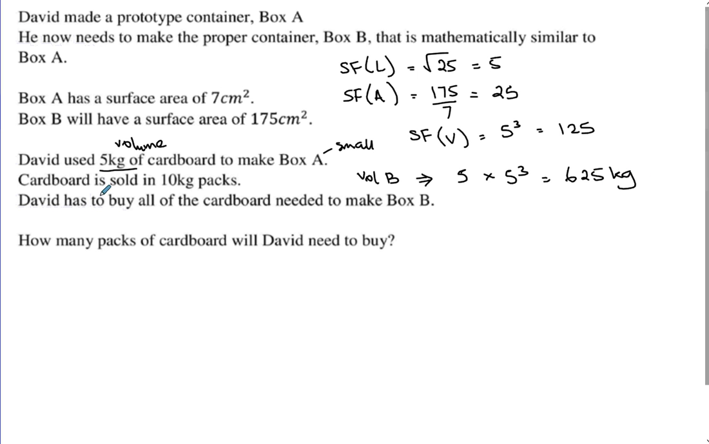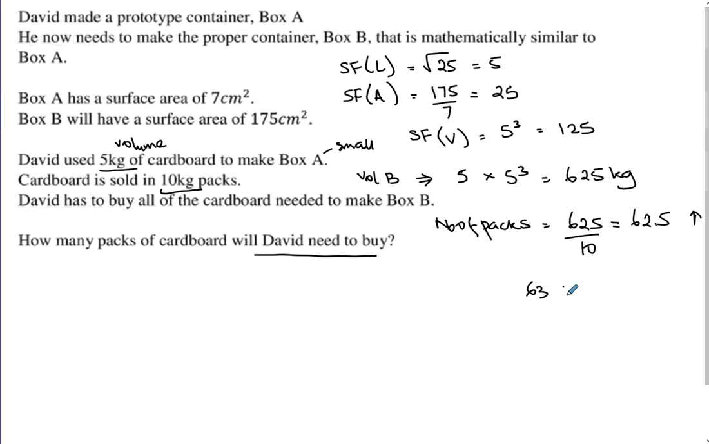Okay, cardboard is sold in 10 kilogram packs. So if they're sold in 10 kilogram packs, then the number of packs that you will need equals 625 divided by 10, which gives you 62.5. How many will he need to buy? We know we're going to have to round up, so he will need 63 packs. All right, yeah, good.